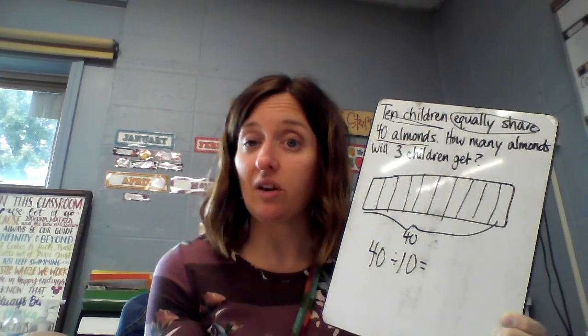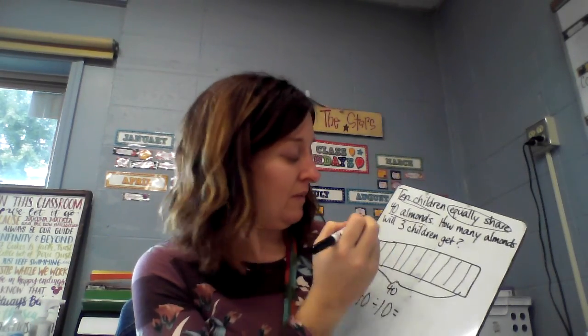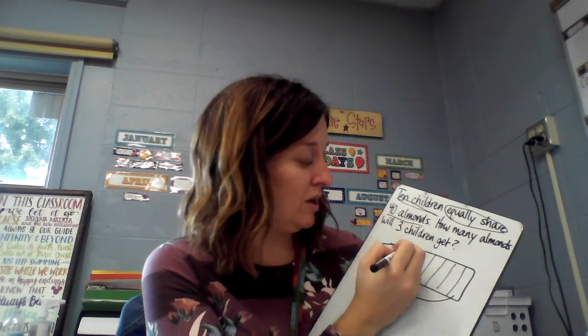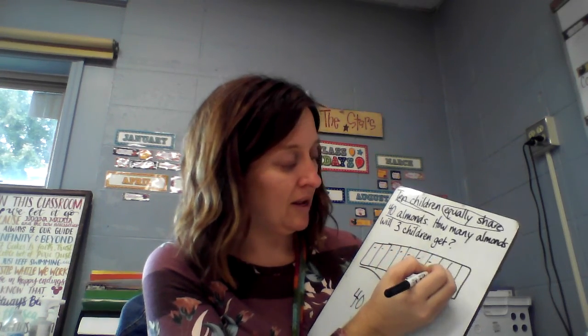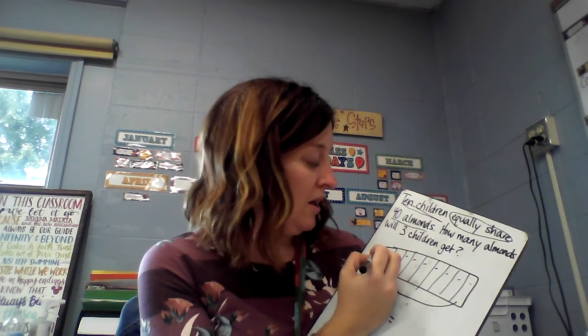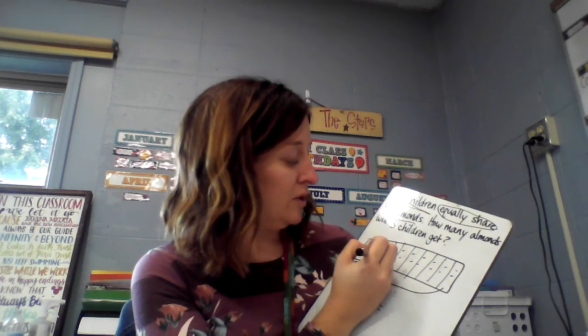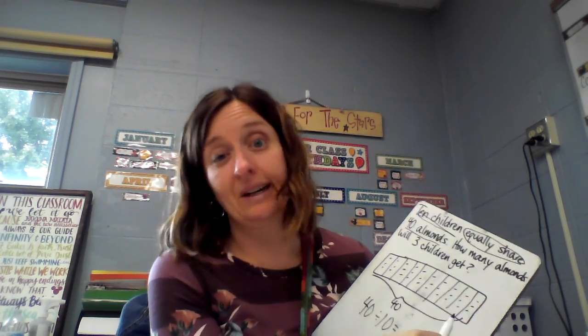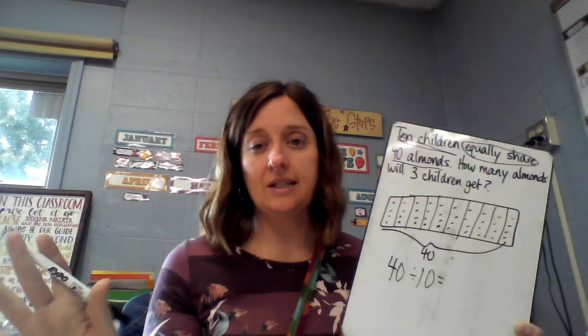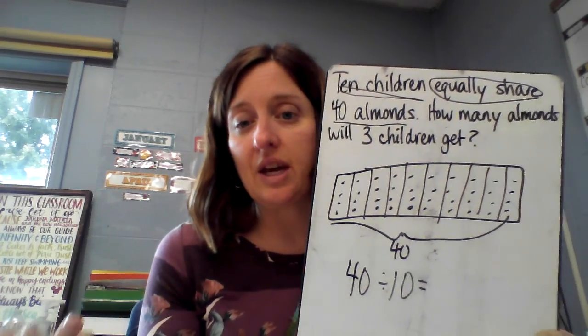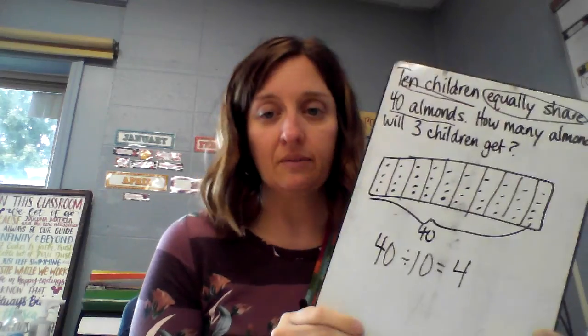So I could equally share this. That would be one easy way to do it. 1, 2, 3, 4, 5, 6, 7, 8, 9, 10. Keep going. 11, 12, 13, 14, 15, 16, 17, 18, 19, 20. I got to keep going. 21 through 30. Gotta keep going. 31 through 40. And I stop and I look and I say, each kid is going to get 4 almonds.